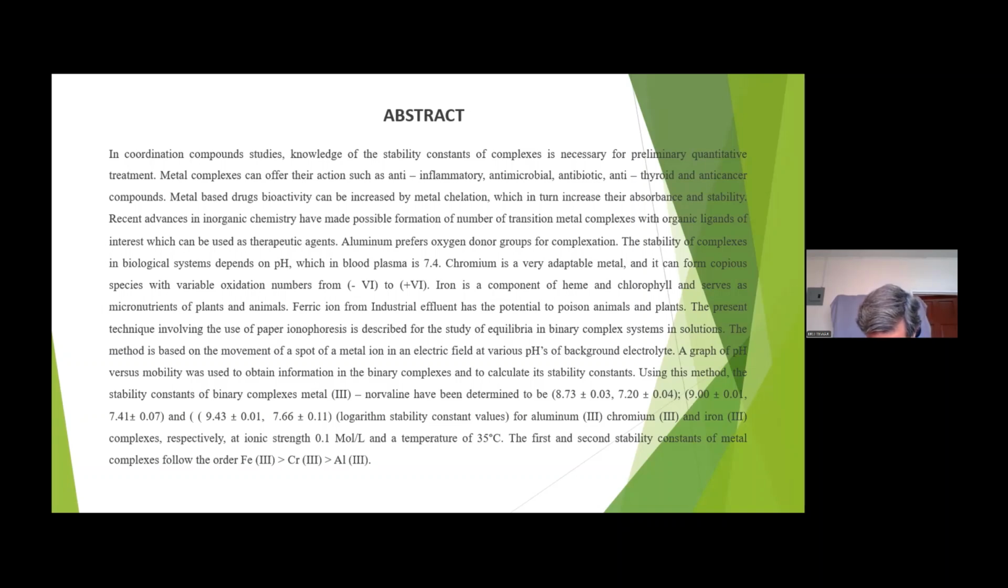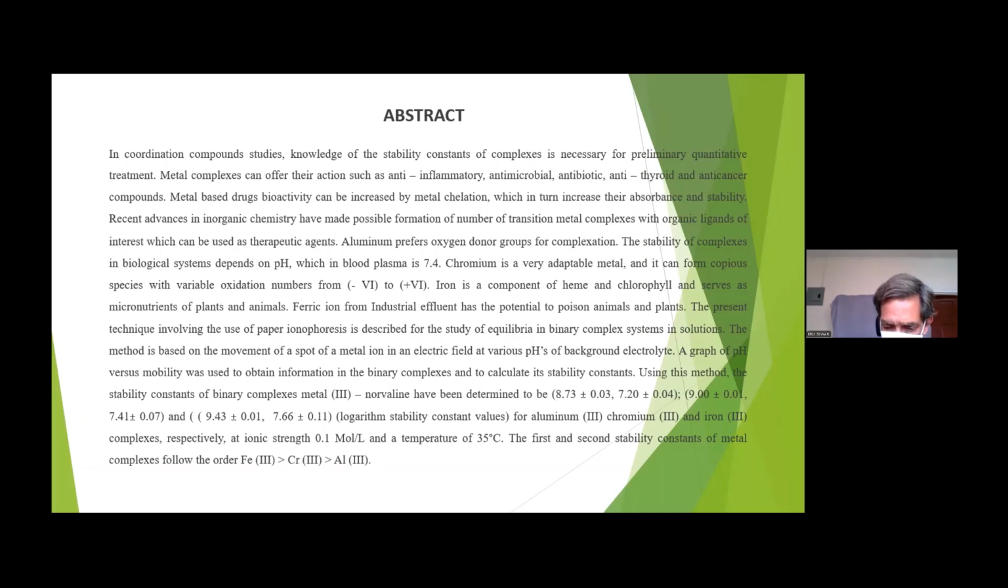Using this method, the stability constants of the binary complexes of metal(III) with norvaline have been determined to be 8.73 ± 0.03, 7.20 ± 0.04, 9.00 ± 0.01, 7.41 ± 0.07, and 9.43 ± 0.01, 7.66 ± 0.11 logarithmic stability constant values respectively, at an ionic strength of 0.1 mole per liter and a temperature of 35 degrees centigrade. The first and second stability constant values of the metal complexes follow the order iron greater than chromium greater than aluminum.